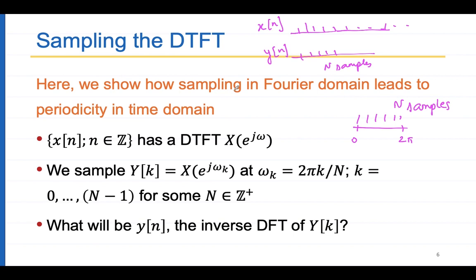So what you will ultimately find is that these samples are repeating. This is one cell, and this thing repeats as another cell. So this is periodic. Although my x[n] was aperiodic, if I go to the Fourier domain and sample in the Fourier domain and again come back to my time domain, I see that sampling in the Fourier domain has induced periodicity in the time domain. But we will prove now how that actually happens.